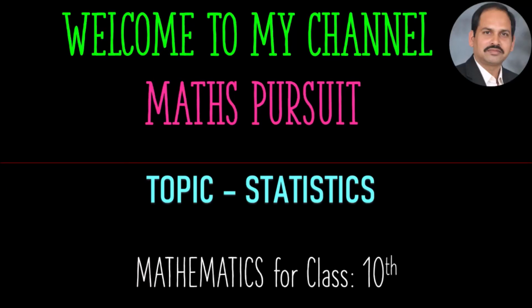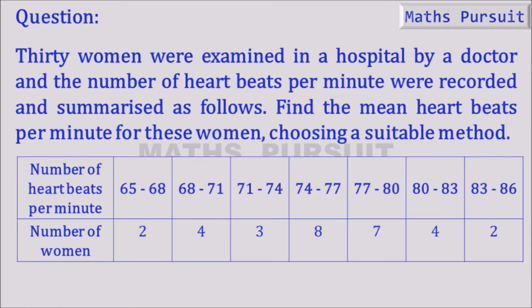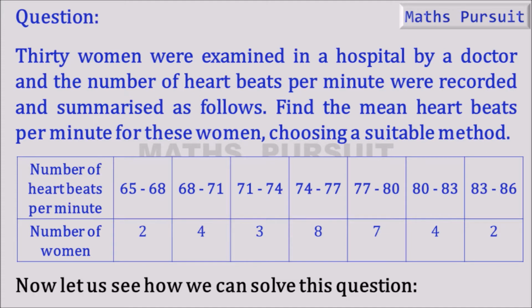Today under the topic statistics, let us see what exactly we have in the question. Now moving on to the question, it is given that 30 women were examined in a hospital by a doctor and the number of heartbeats per minute were recorded and summarized as follows. Find the mean heartbeats per minute for these women, choosing a suitable method. Now let us see how we can solve this question.